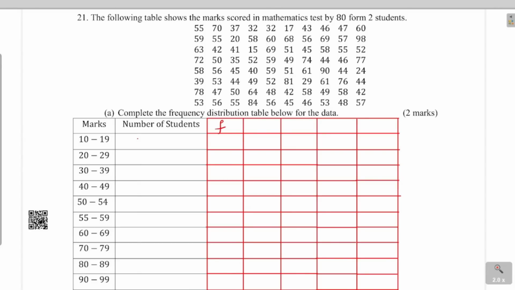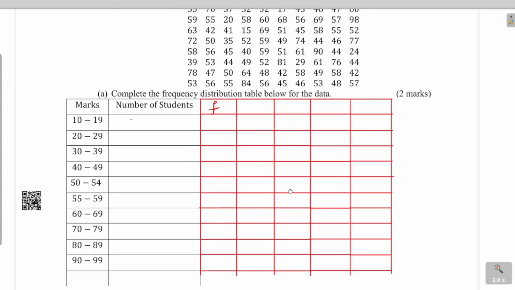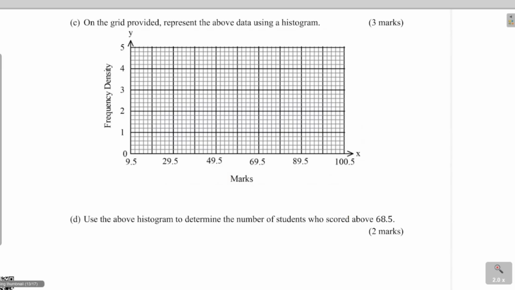The following table shows the marks scored in a mathematics test by 80 Form 2 students. So the marks are there. Part A of the question: complete the frequency distribution table for the data. Part B: from the frequency distribution table, find the mean. Part C: on the grid provided, represent the above data using a histogram, 3 marks. And part D: use the above histogram to determine the number of students who scored above 68.5.